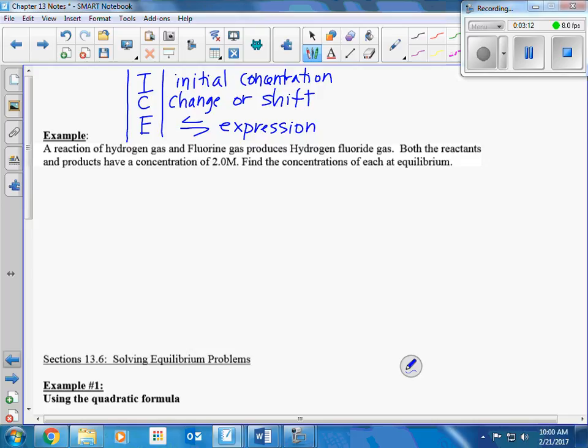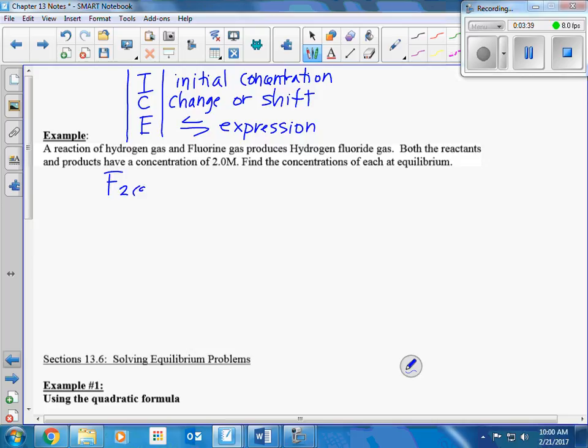So the first thing we need to do is we can't get away from writing our balanced equation, so let's do that. It says a reaction of hydrogen gas and fluorine gas produces hydrogen fluoride gas. Both the reactants and products have a concentration of 2 molarity. Find the concentrations of each at equilibrium. Okay, so how do we write hydrogen? H2, fluorine, F2, hydrogen fluoride, HF. Okay, so let's jot that down.